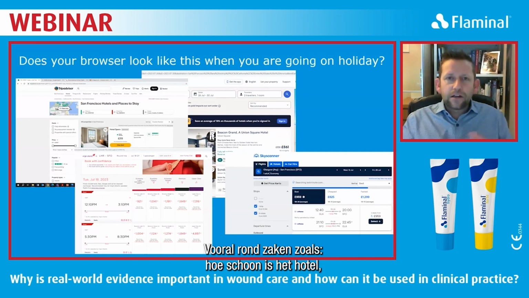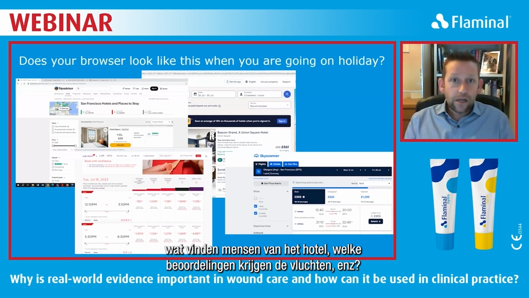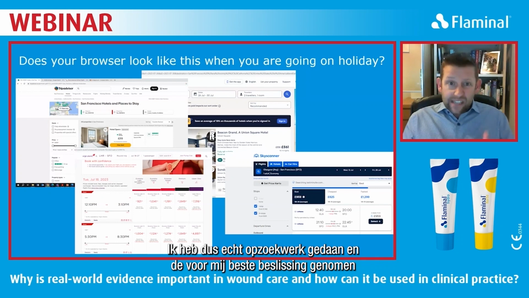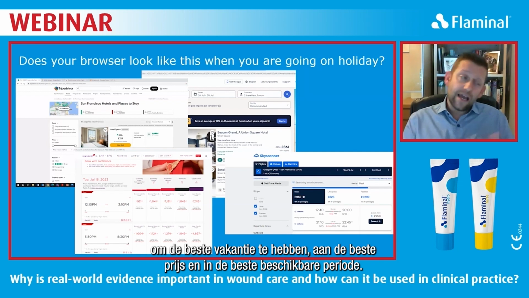In particular around things such as how clean was the hotel? What did people think of the hotel? What are some reviews of the flights, etc.? What things are around the hotel? Looking at that big picture before I make that individual decision. So I've researched around making the best decision for me to have the best holiday at the best price and have the best time available.